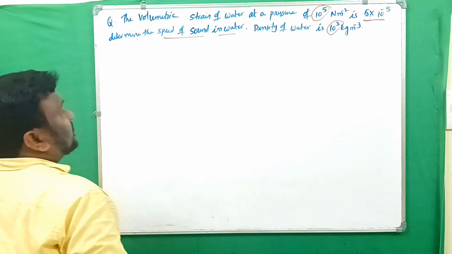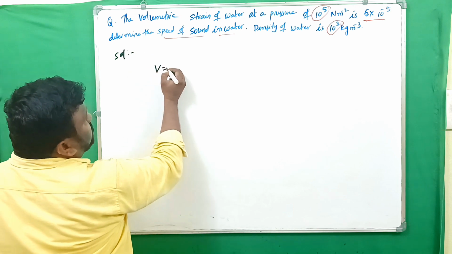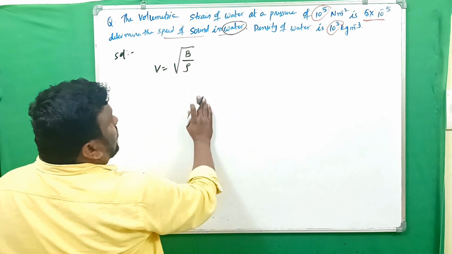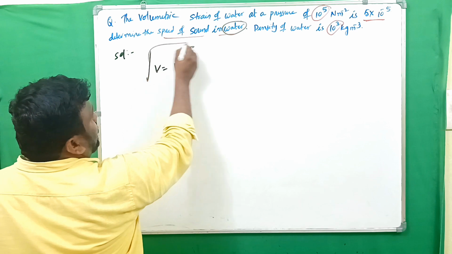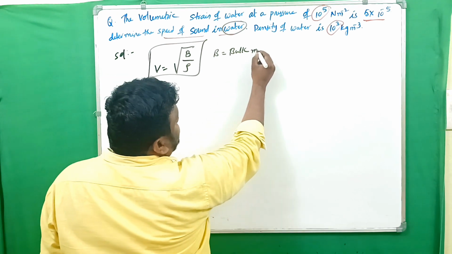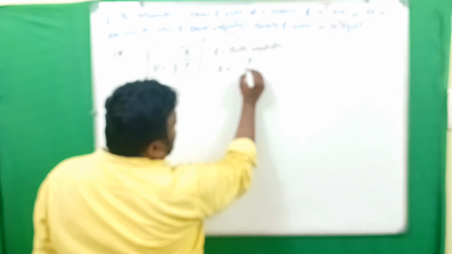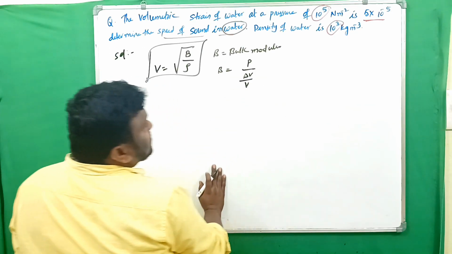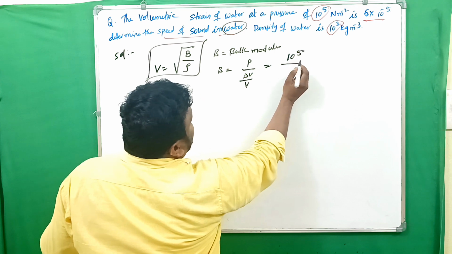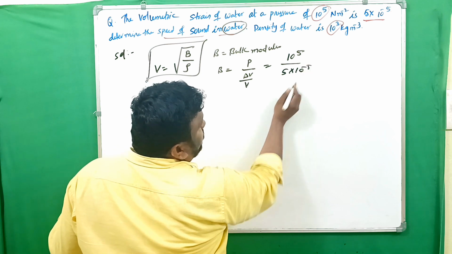So the formula for the speed of sound is V equals under root of B by rho. For air or water, the formula is V equals under root of B by rho. What is B here? Bulk modulus. What is bulk modulus? B is equal to delta P by delta V by V, so volume stress by volume strain. Clear? So what was given? P is 10 to the power of 5, and the volume strain is 5 into 10 to the power of minus 5.